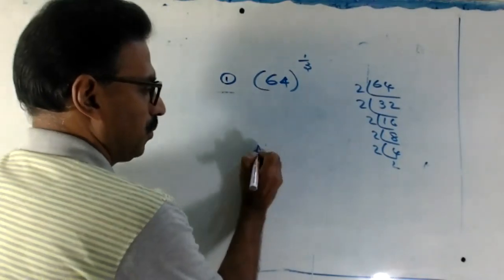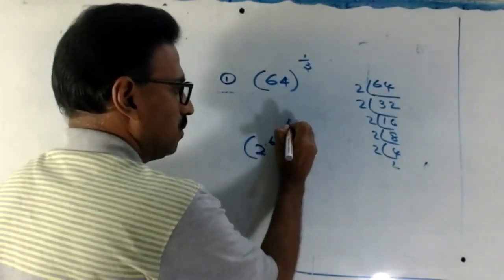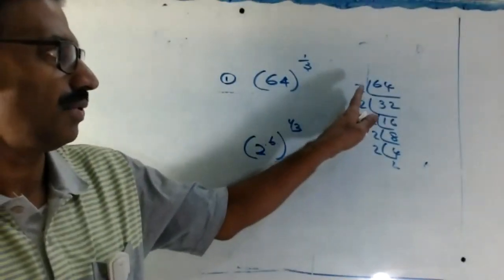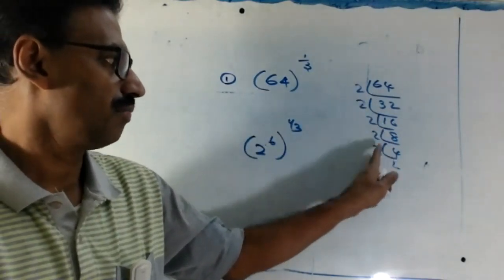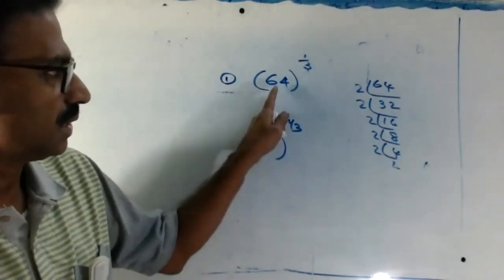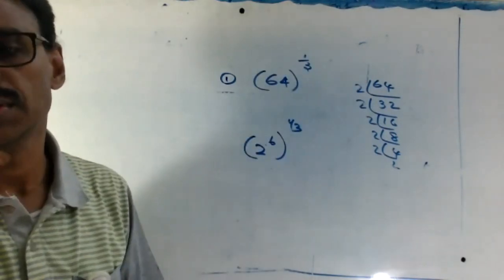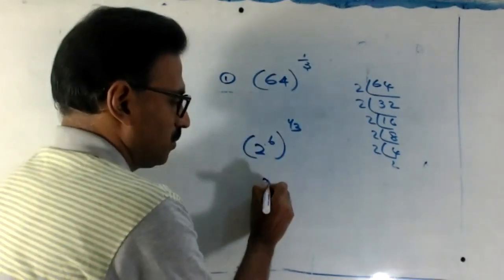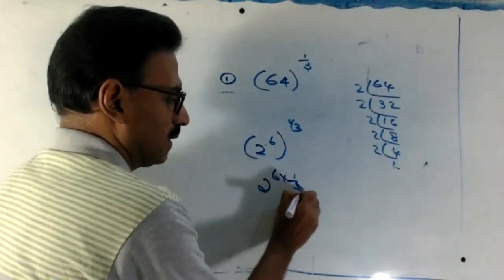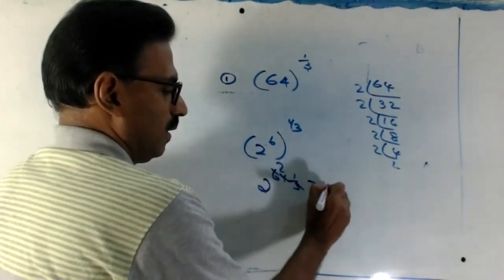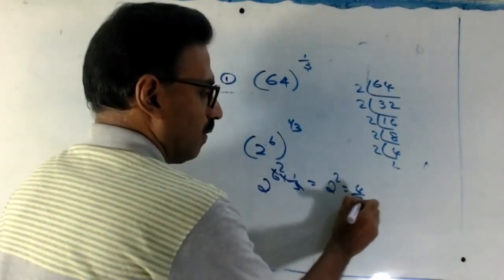Okay, listen, you can write (2 raised to 6) whole raised to 1 by 3 like this. Count 1, 2, 3, 4, 5, 6. 64 is 2 raised to 6. Then 2 raised to 6 into 1 by 3. Cancel, that is 2 square equal to 4.